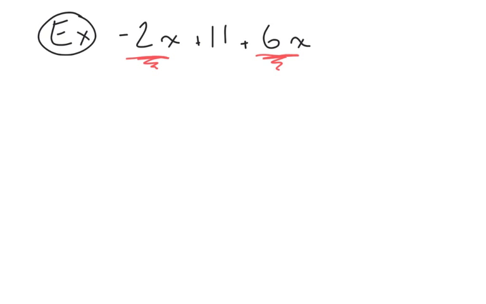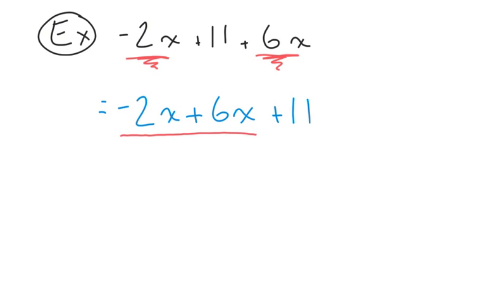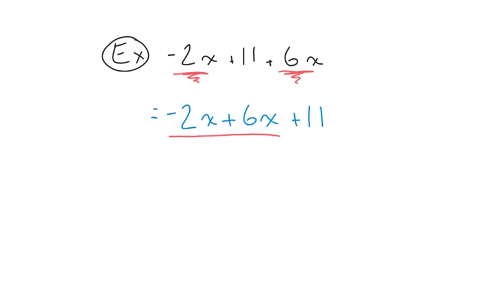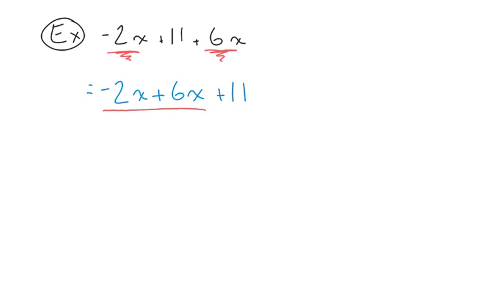Once we've identified like terms, we need to collect like terms. But before we do that, let's go ahead and rewrite this question such that the like terms are beside each other. So negative 2x is going to be beside positive 6x, and that positive 11 is going to tag along at the end. We're going to simplify negative 2x plus 6x. I'm going to do the work on the side, so let's zoom out and make some space for ourselves.